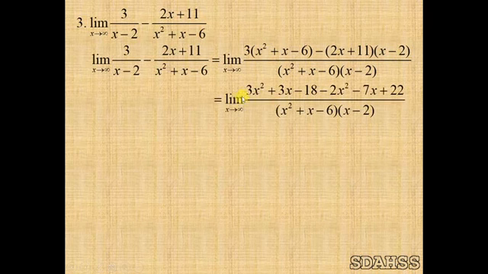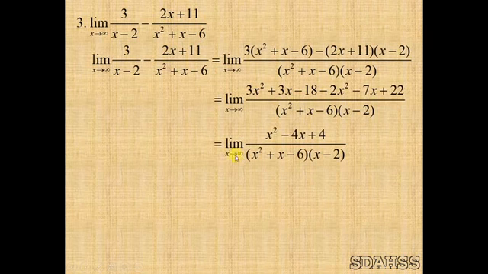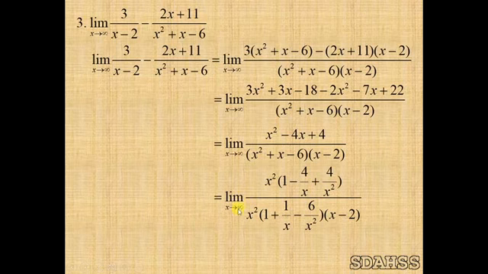Then multiply the 3 inside the bracket. So you have limit x tends to infinity of 3x square plus 3x minus 18. Then if you multiply these two terms, you will get 2x square minus 7x minus 22. You keep the denominator as it is, (x square plus x minus 6) into (x minus 2). Combining like terms, the numerator becomes x square minus 4x minus 18 plus 22, that is x square minus 4x plus 4, with the denominator kept as it is.